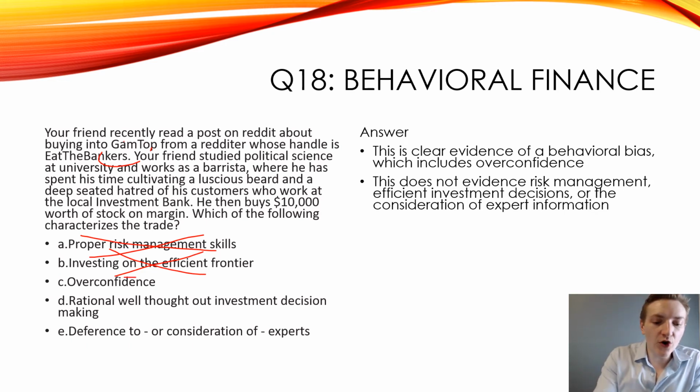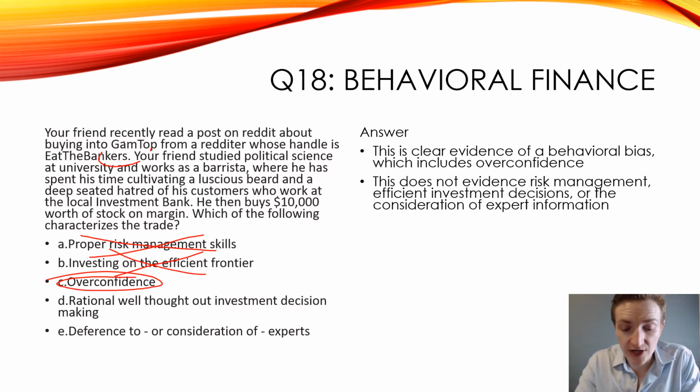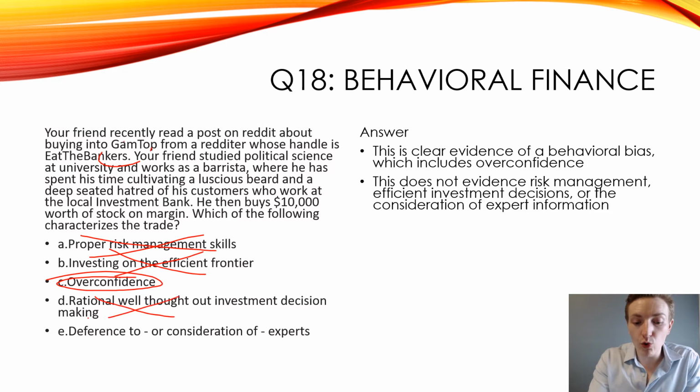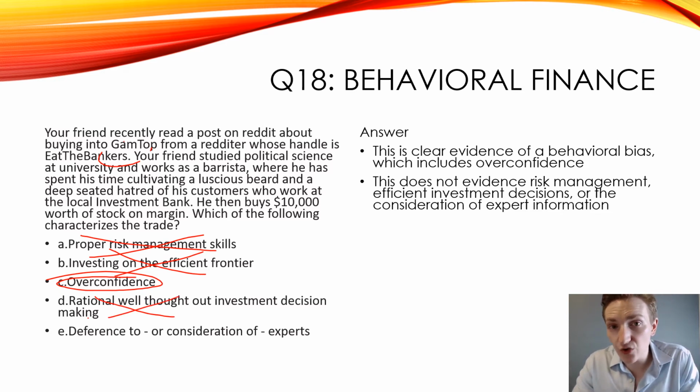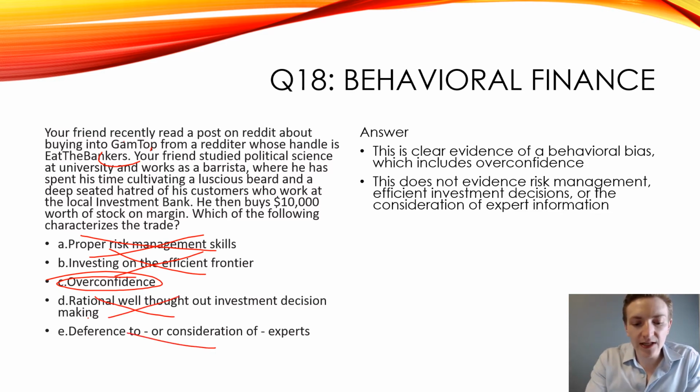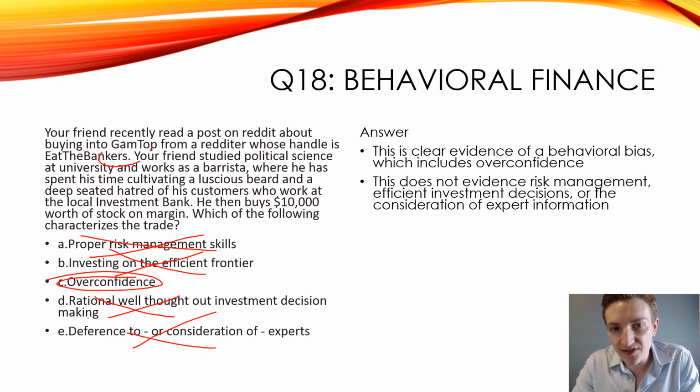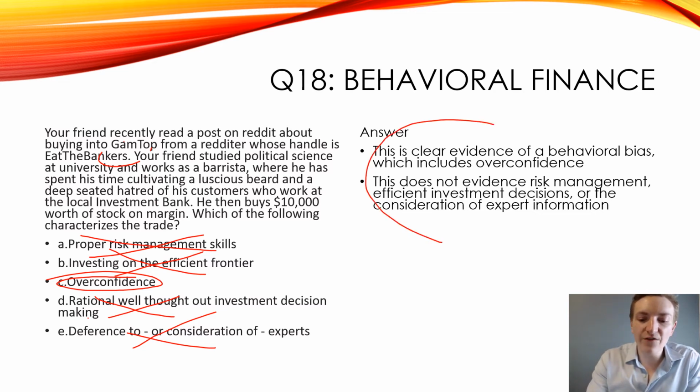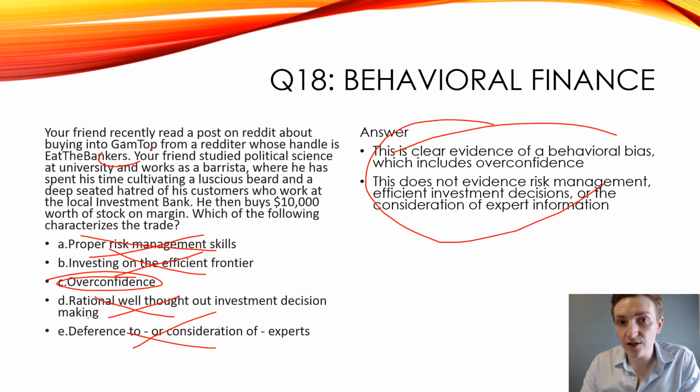The next one is overconfidence, which would appear to be characterizing this type of trade. This would tautologically rule out rational, well-thought-out decision-making because he is relying on Reddit. Similarly, he is not considering experts because he's considering random people on the internet, random people that he does not know and cannot evaluate their expertise. As a result, this would reflect a behavioral bias, most likely overconfidence in this particular situation.